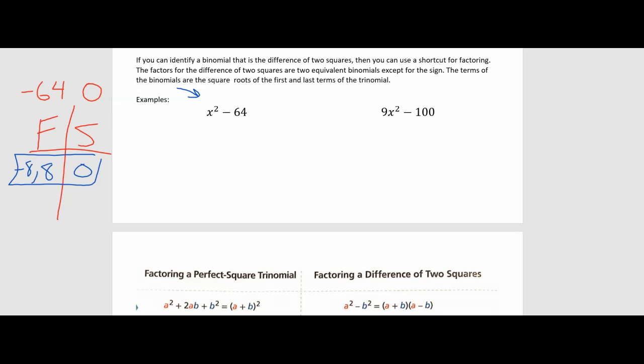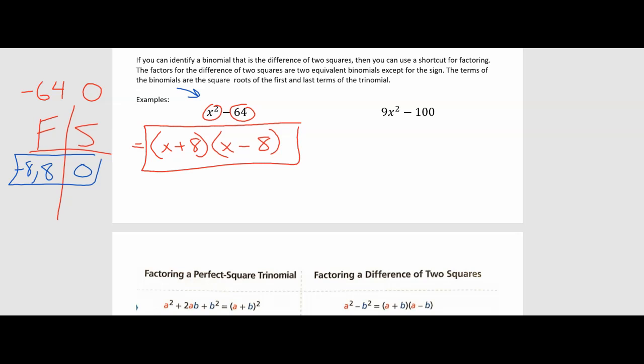Well, if we think about the pattern up above, we are going to have two sets of parentheses. We're going to take the square root of our first term, which is x, the square root of our last term, which is 8, and we're just going to have opposite signs. One's going to be positive, one's going to be negative. Works the same way over here. The square root of 9x squared is 3x. Square root of 100 is 10. And we have opposite signs.